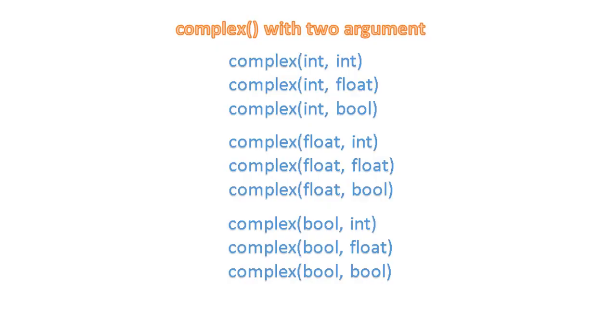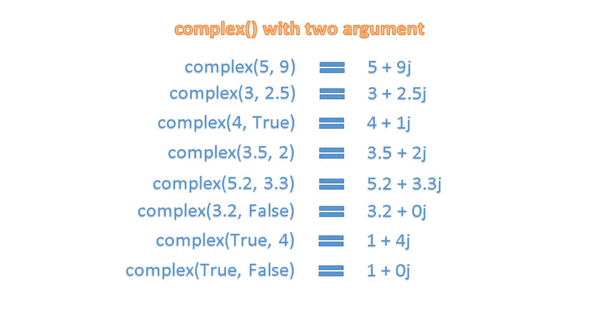Complex function with two arguments. When two arguments are passed, then first argument is real part and second argument is imaginary part. The possible combination of data types to pass are int, float and boolean. We cannot pass string when two arguments are passed. These are some examples where first argument is real part and second argument is imaginary part.